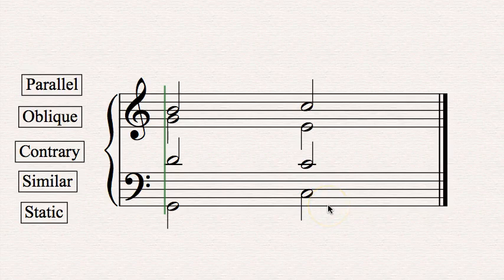Okay? So pause the video right now and see if you can figure out what each pair of voices is doing. So bass and tenor, bass and alto, bass and soprano, tenor and alto, tenor and soprano, and then alto and soprano. Those are the possible combinations. See if you can figure it out. So I'll let you pause.